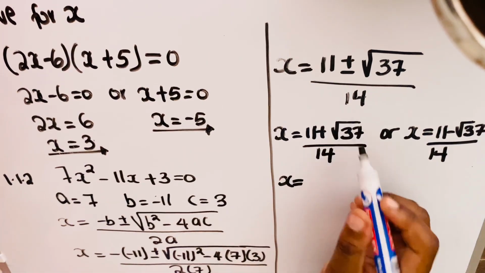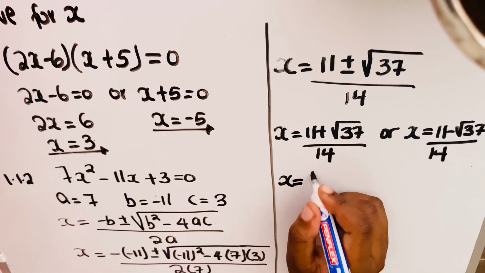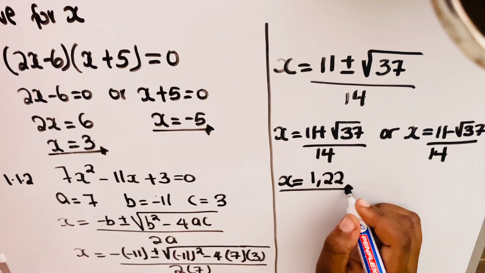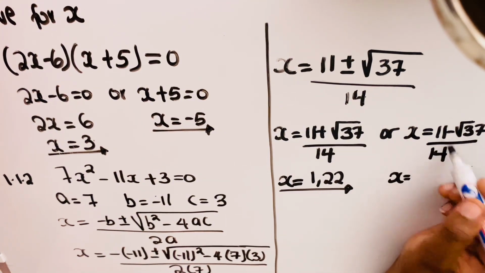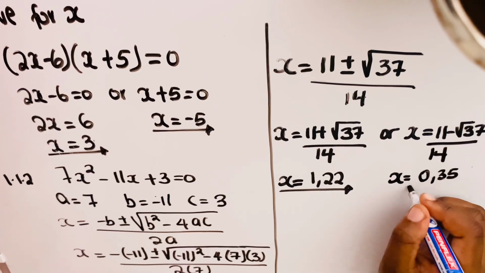X is equals to, simply just press this into your calculator. So it will give you 1,22. As they said, round off to 2 decimal places. Equals to, when you press this in the calculator, it will give you 0,35.